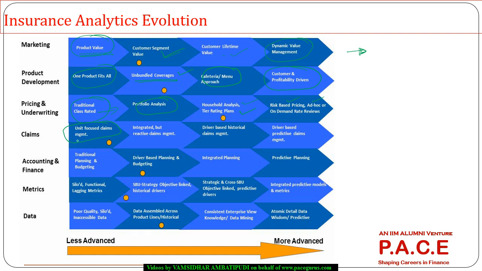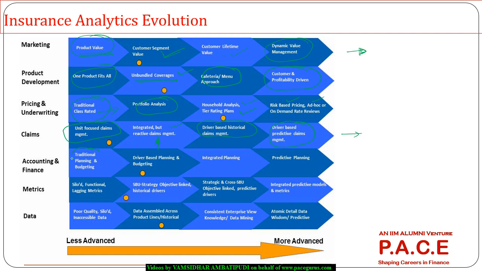Similarly, claims-wise, unit-focused claim management is what is very heavily in vogue today. But if I use analytics more effectively, it can become more integrated. It is mostly reactive, but it could become integrated, and it can even move towards driver-based historical claim management, and could go towards predictive claims management altogether. So that is where claims management can improve and evolve as a part of insurance analytics.